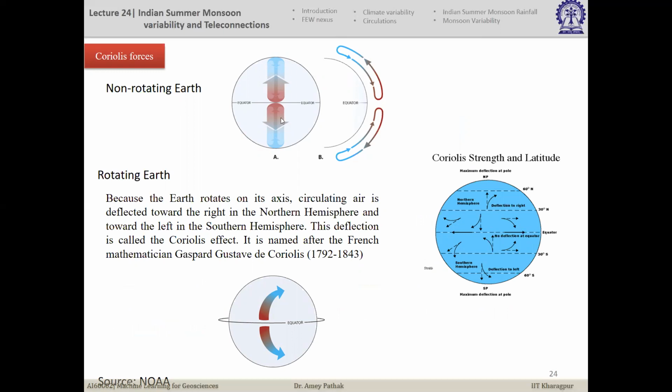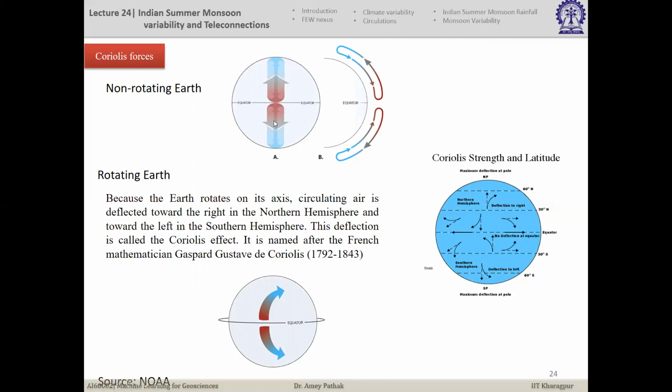So let's assume the Earth is not rotating. We know that our equator receives more heating compared to the poles. That's why there is a strong low formation here. So ideally, if Earth is not rotating, there is a high pressure formation here and a low pressure formation here. Wind in the lower atmosphere should move directly from high pressure to low pressure, from the pole to the equator, and in the upper atmosphere the cell should look like this. And the same thing should look like this in the southern hemisphere.